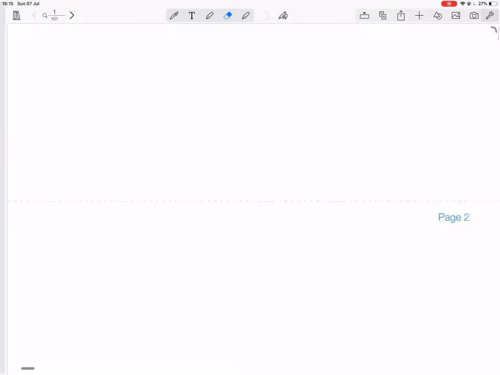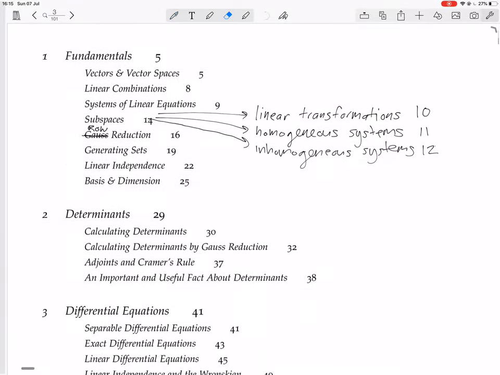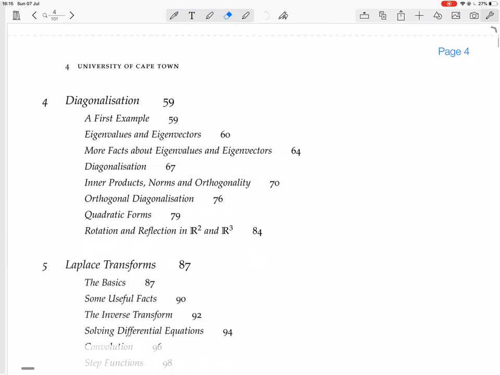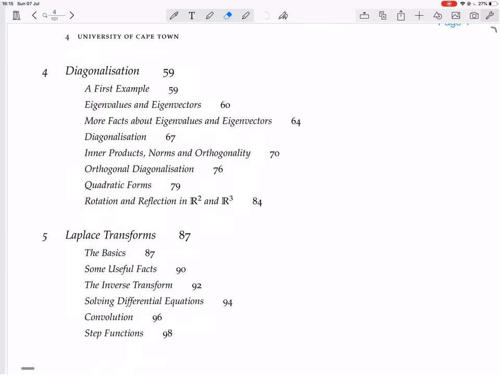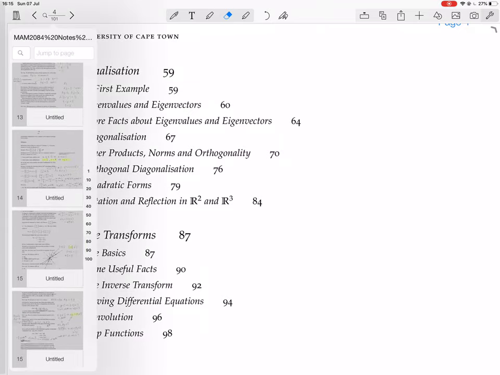Okay, so we were in the chapter on diagonalization, and we just looked at this first example, and now we're going to go on to actual symmetrical stuff, eigenvalues and eigenvectors. Before we actually get to diagonalizing, we're going to need more stuff about eigenvalues and eigenvectors, then we can actually do the diagonalization, then we can use the diagonalization. So I think that's how the chapter's going to go. Okay, so it's on page 60, eigenvalues and eigenvectors.